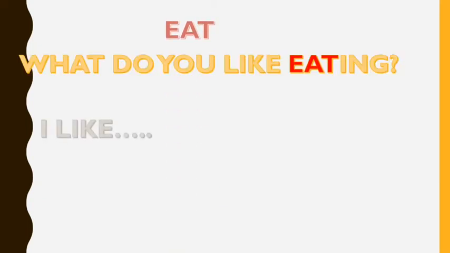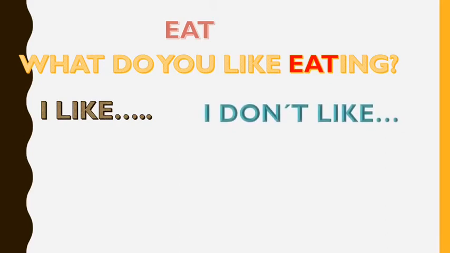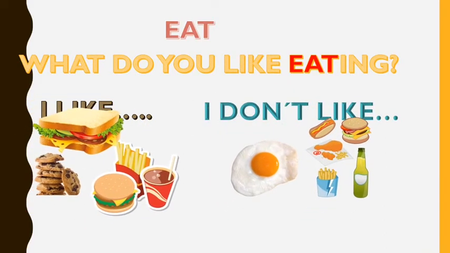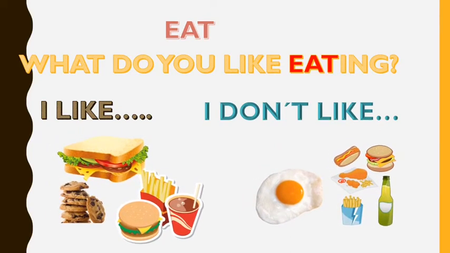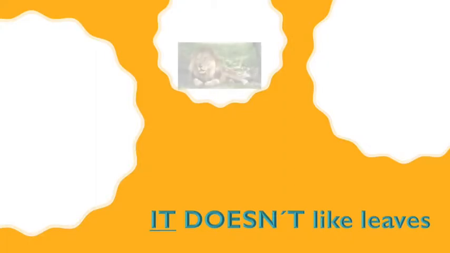Eat, comer. What do you like eating? Well, I like pizza, vegetables, fruits. I like cakes, breads. I like peas. I like carrots. But I don't like ice cream, cauliflower. I don't like that. I don't like peppers.